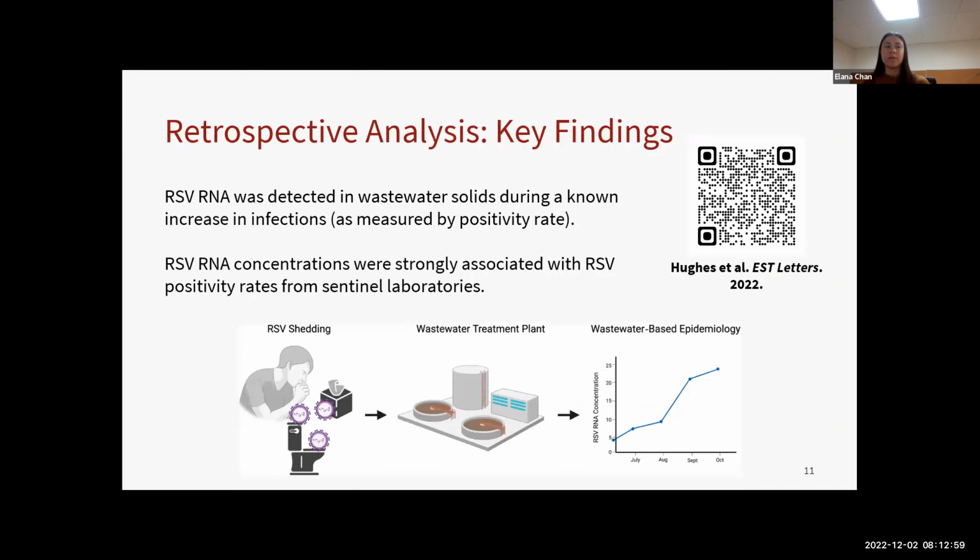So in summary, the key findings from this study were first that RSV RNA could be detected in wastewater solids during a known increase in infections, and this was measured by the RSV positivity rate from the California Department of Public Health. And then secondly, the RSV RNA concentrations were strongly associated with the RSV positivity rates obtained from the Sentinel laboratories. So in summary, this study demonstrated that wastewater-based epidemiology could be effectively used as a nice tool to monitor RSV. And for more information on the methods and results, this study was published in ES&T Letters back in January, so you can scan the QR code here to obtain more information.